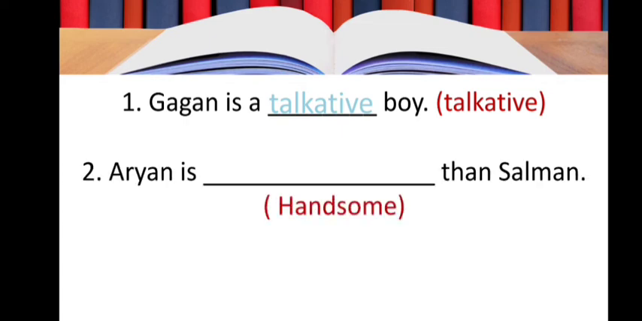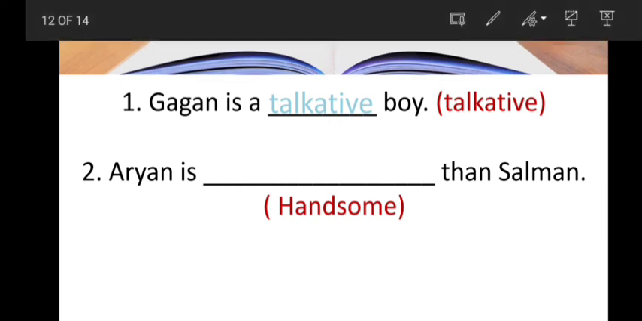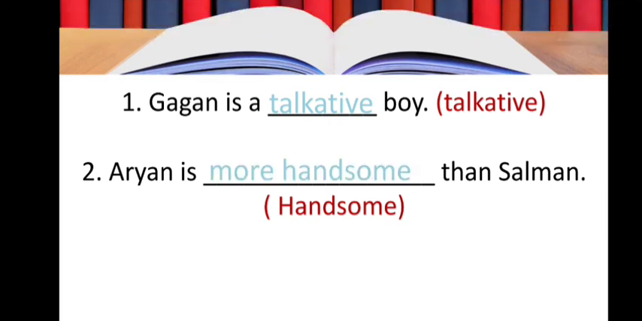The next one is Aryan is dash than Salman and the adjective given is handsome, and you can see in the sentence we are comparing two boys, so we will use comparative degree of handsome, which will be more handsome, and the answer is Aryan is more handsome than Salman.